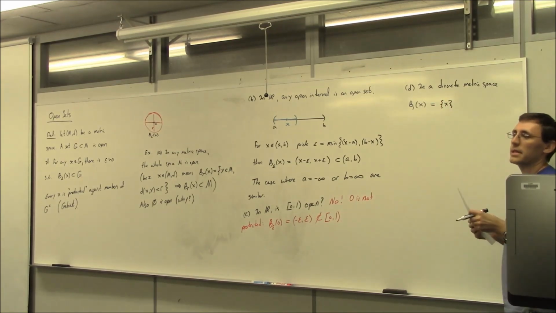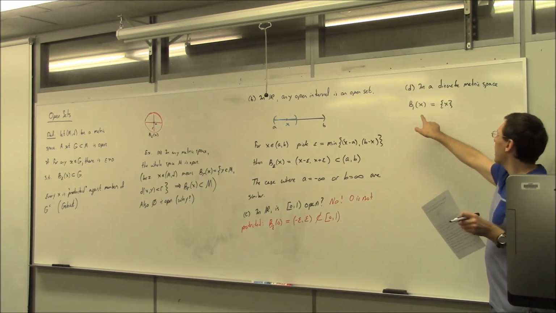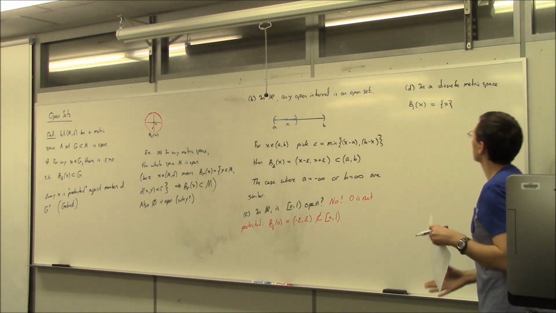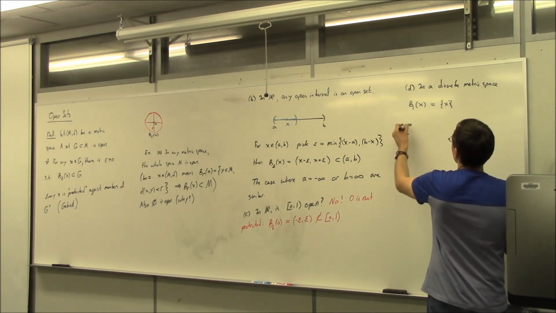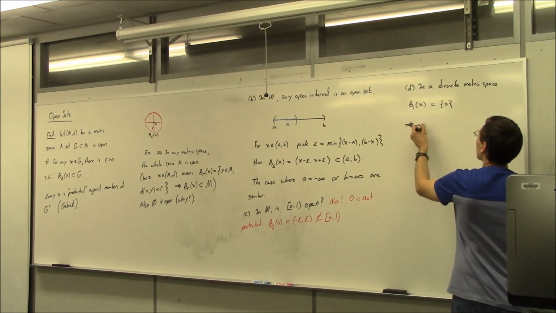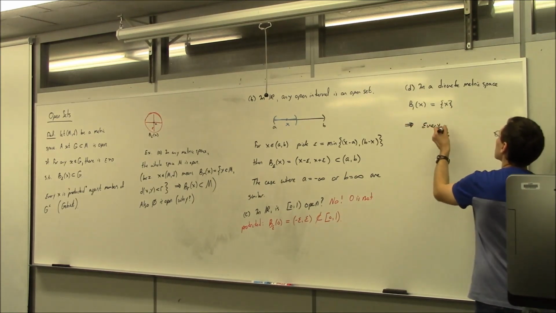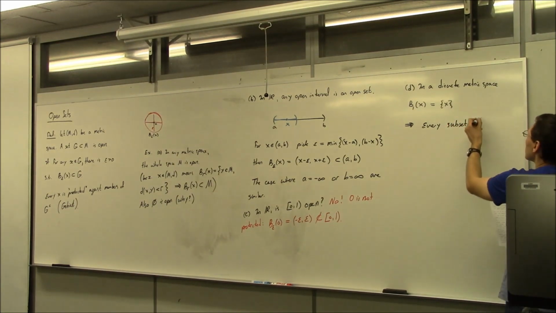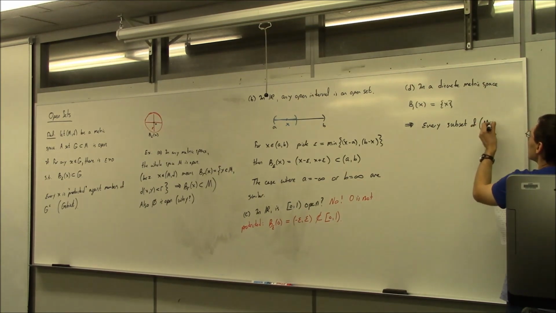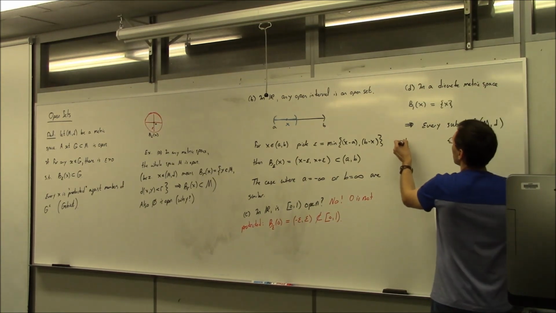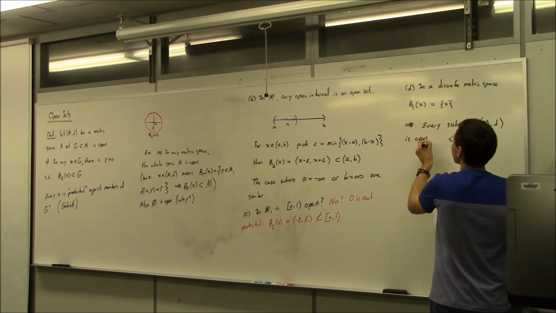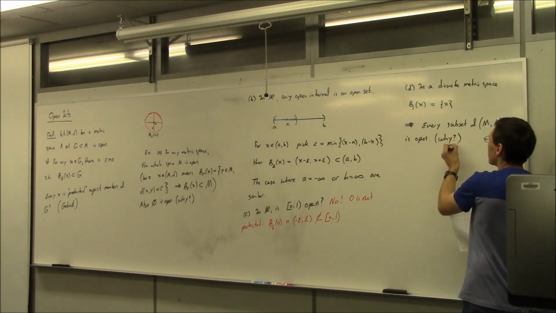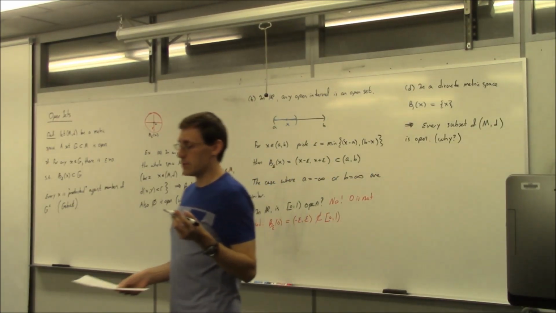What does it mean? It means that by this definition, every single point is its own protector. So this means that every subset of M_D is open. Do you see why? Let me just make sure. You tell me why. Why does it mean that every subset is open?